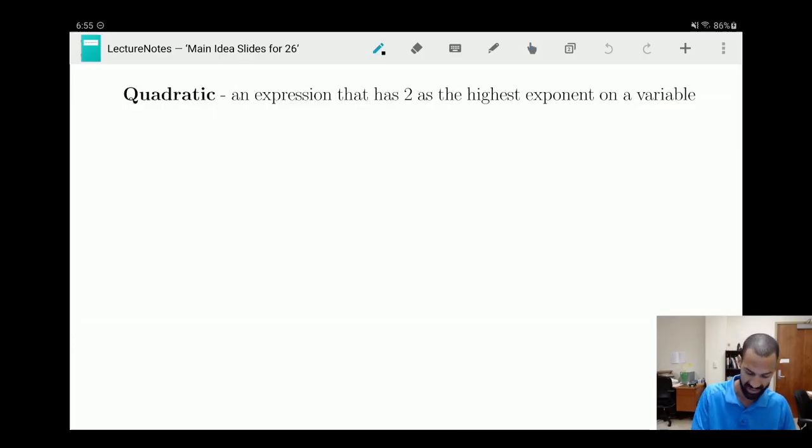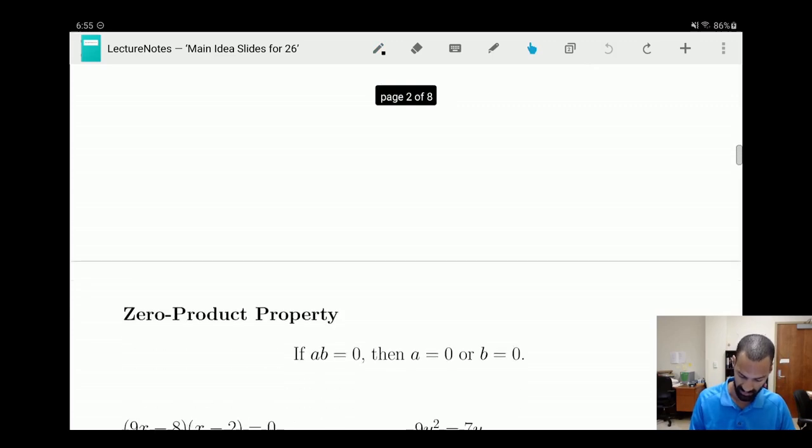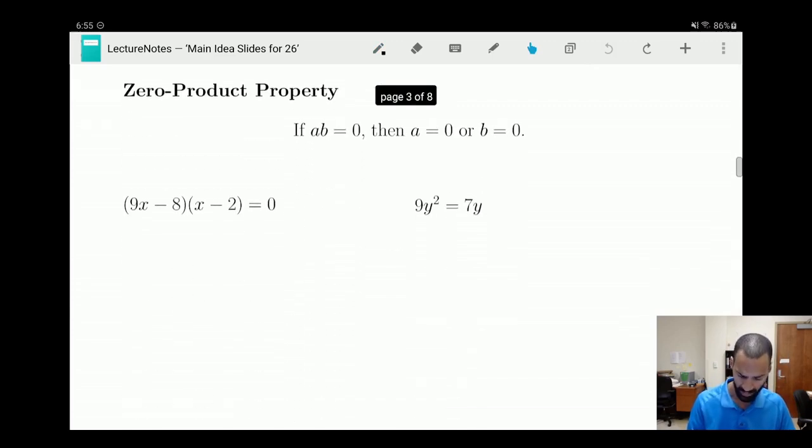Okay, in other words, x squared, right? That's going to be the term with the highest exponent. Okay, so with that in mind, let's jump into it. So there's a few things we have to keep in mind. One of the things that allows us to solve a quadratic equation is the zero product property, okay? And so the zero product property is kind of an obvious one, but it's not obvious until it's pointed out, okay? That's usually how it goes.